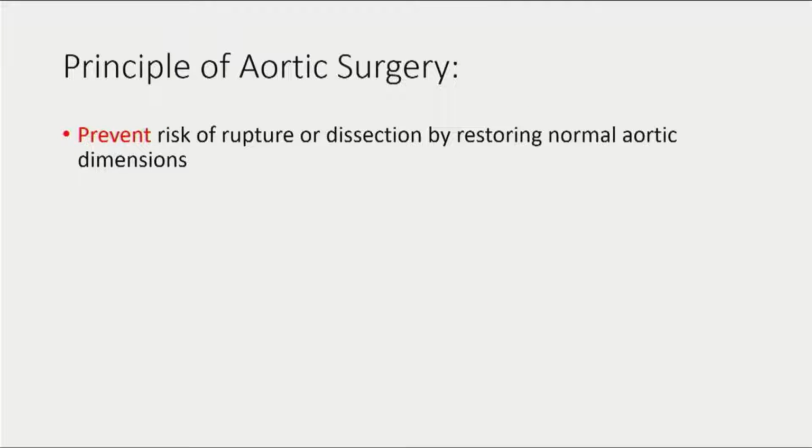One of the principles of aortic surgery is that we have to reduce the risk of rupture, and we have to reduce the risk of that stretching before it can rupture. And so what we do is we replace that tube with a synthetic tube to prevent some of the complications that can happen when your aorta is too big.